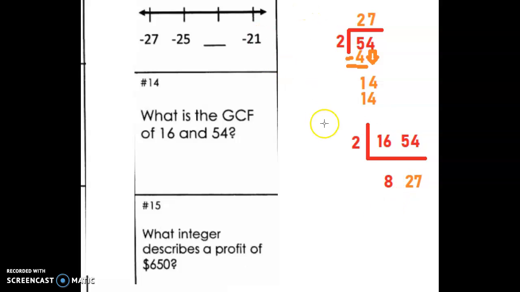And now I'm going to see, can I go any further? If I go here and here, can I divide by 2? No, because this is an odd number. Can I divide by 3? No, 3 doesn't go in here evenly. It goes in this one evenly, but not this one. 4, no. 5, no. 6, no. 7, no. 8, no. So we're done.